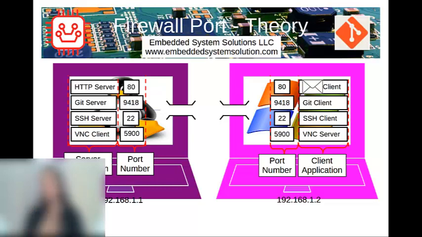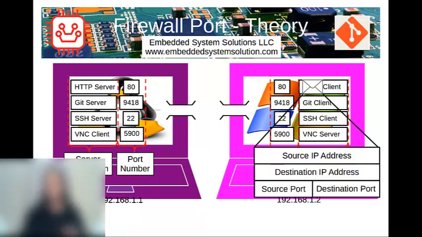But this is by far one of the most important sections, the heart of firewall and port theory. Whenever a client application is constructing a frame, this is the process it follows. The frame consists of a source IP address, a destination IP address, a source port and a destination port. Again, don't fast forward. It's very important to know this. I guarantee I'm going to introduce it in a nice way.